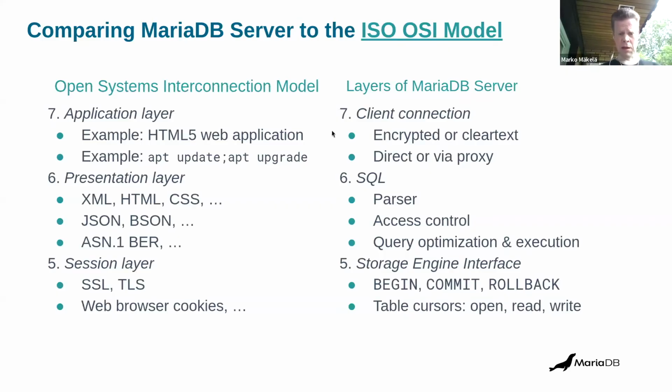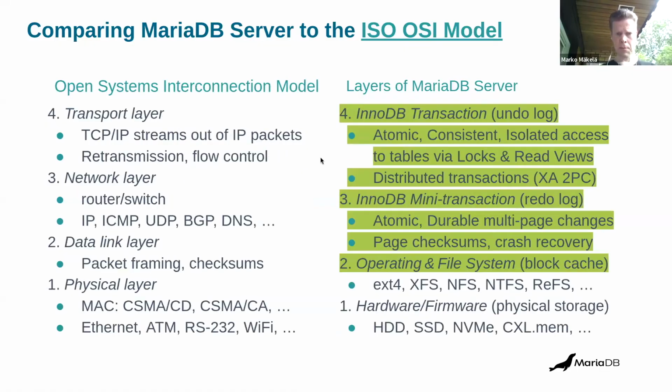And at the lower layer, we have something that is interesting. Like for the OSI model, we have TCP/IP or another transport layer, and the equivalent for that would be InnoDB, which is sitting between the storage engine API or interface and the operating system. So the highlighted part of this slide is the topic or the focus of this talk.